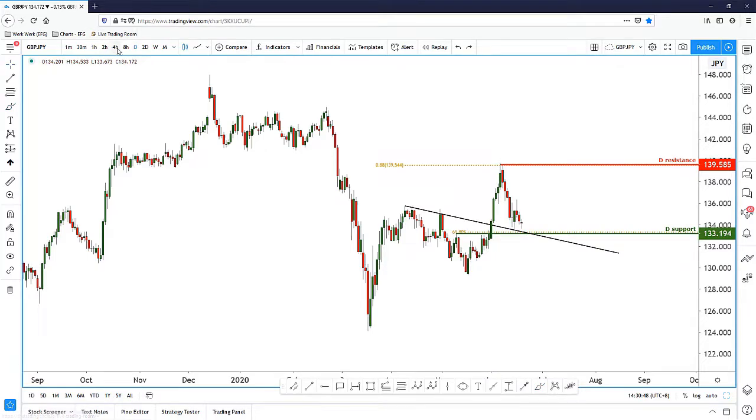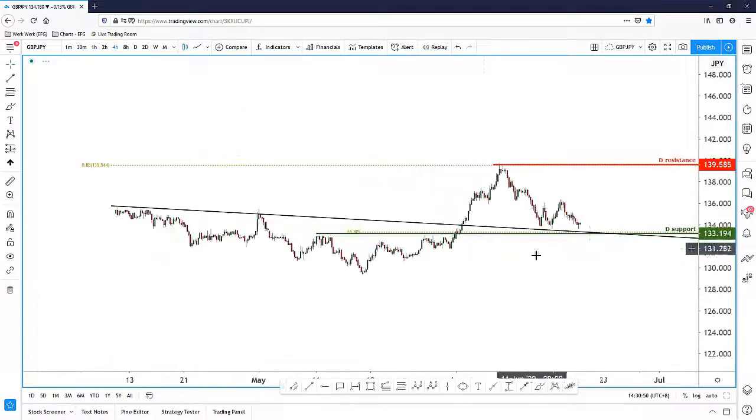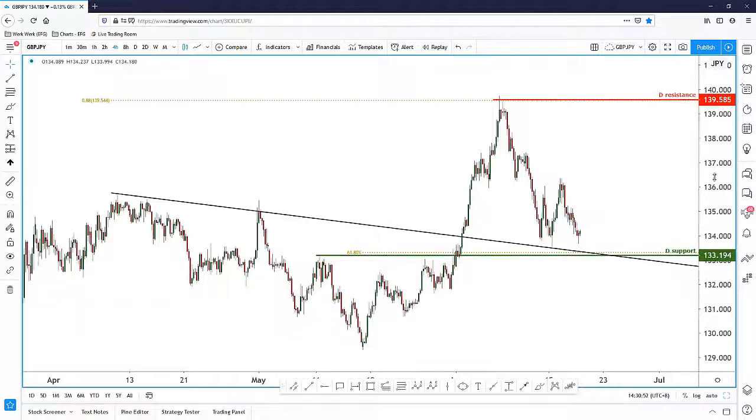Okay, so with that, let's go down to the 4 hours. Okay, so now we're on the 4 hours. Let me just tidy this chart up here.